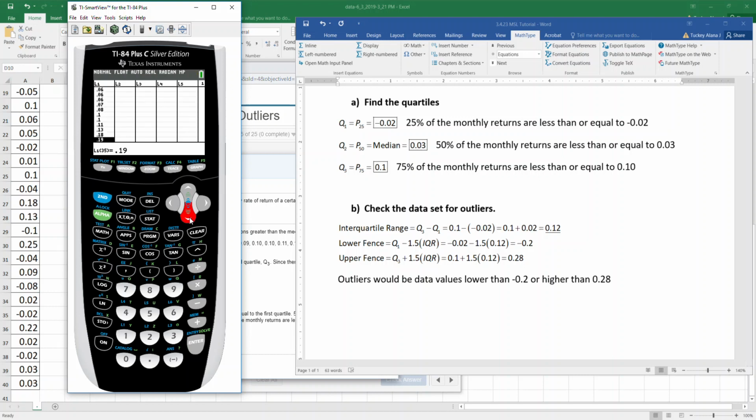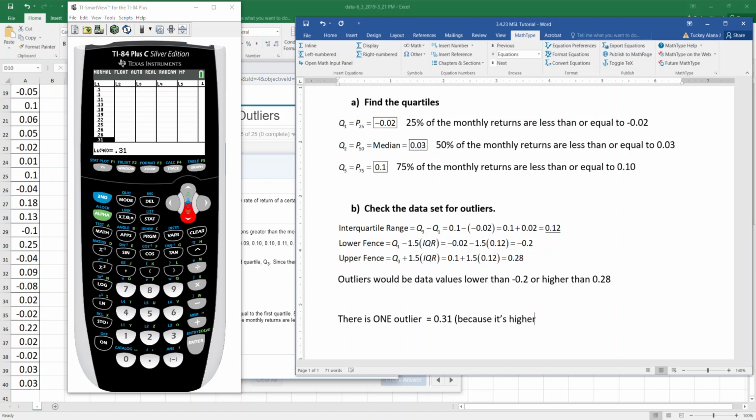But we're looking to see if anything's higher than 0.28. Yeah, we do have one. So we have one outlier, and it's 0.31. So we didn't have anything on the low side that was lower than negative 0.2, but we do have one outlier on the high side at 0.31. And there we go. So 0.31 is our only outlier.